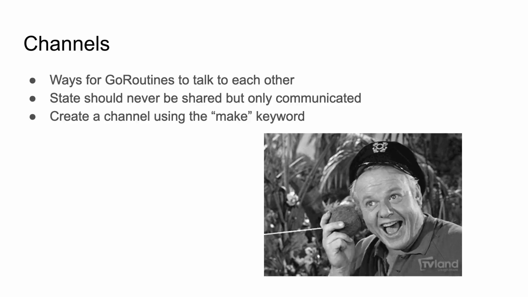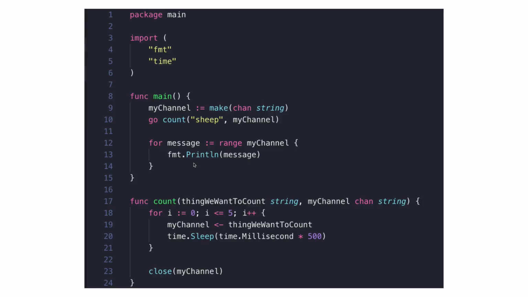So here's an example of how we use a channel, right? And I'm going to go through this line by line and explain what's going on. Again, we have two functions: our main function and a function called count. And in the main function, we are creating a channel. We create a channel using the make keyword. And we want to make a chan, which is a channel, that passes strings, right? So only strings can be passed on my channel. And then we are starting up a Go routine.